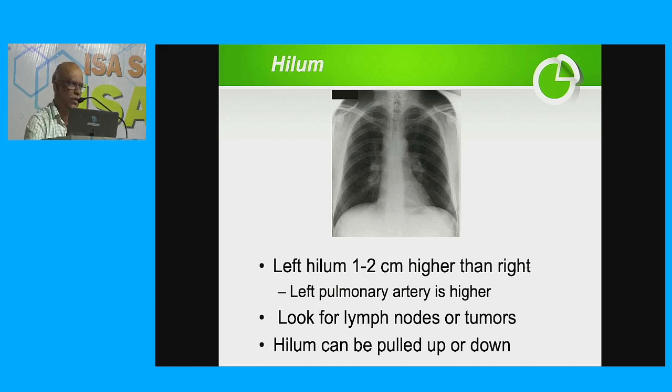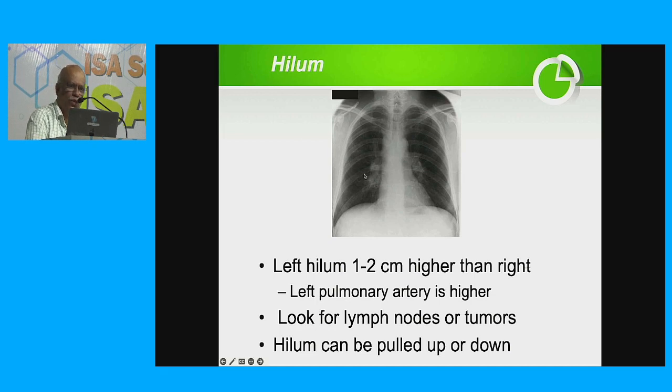Now I am going into the hilum. The left hilum is normally 1 to 2 centimeters higher. What is the reason for that? Left pulmonary artery is higher. Yeah. So look for hilar shadows. Which are the common hilar shadows? Normally, are there any hilar shadows seen or not?